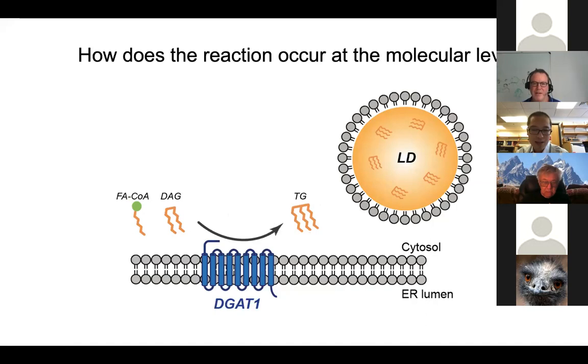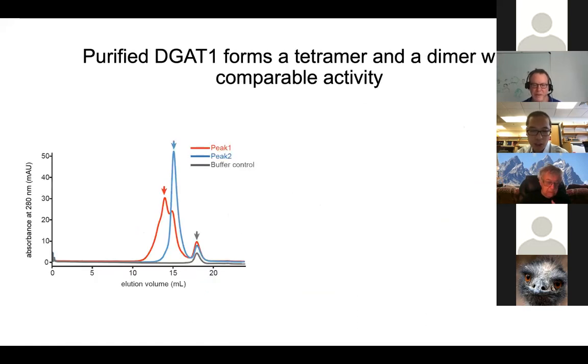So to answer this, we are using structural biology and biochemistry methods to tackle those questions. So we first expressed human DGAT1 and purified it in detergent. After different trials, we finally reconstituted it back into amphipols. As you can see, this is the gel filtration. We definitely got two different species, the larger species and the smaller species, okay?